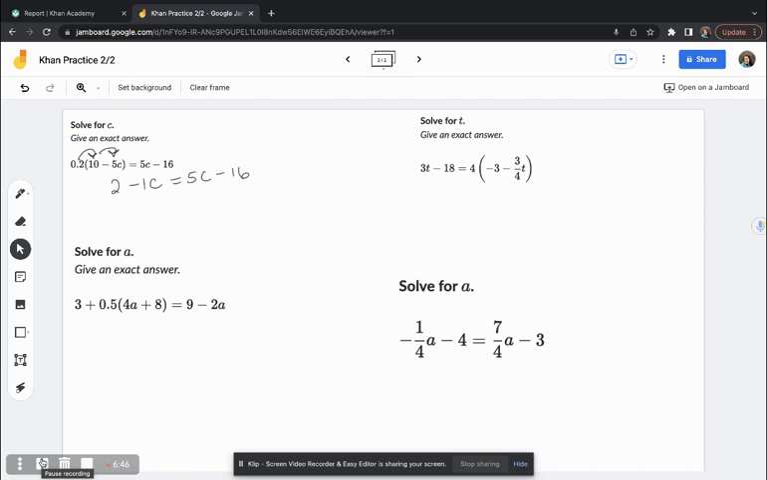Right, so same thing now. I have variables on both sides, so I'm going to cancel them out. So I'm going to say plus 1c here, plus 1c on this side. So 5c plus 1c is going to give us 6c minus 16 equals 2. And then I would add 16 to both sides. So 16 plus 2 is going to give us 18 equals 6c. And then I'm going to divide by 6, and that is going to give us 3 equals c.